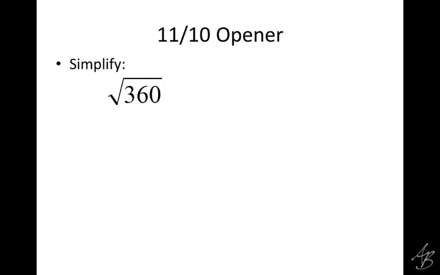Let's move on to the last one here. To simplify the square root of 360, what's the first thing we're going to do? Factor tree. Since it ends in a 0, I'm going to do 10 times 36. You may have done it a different way. If you did, that's fine.